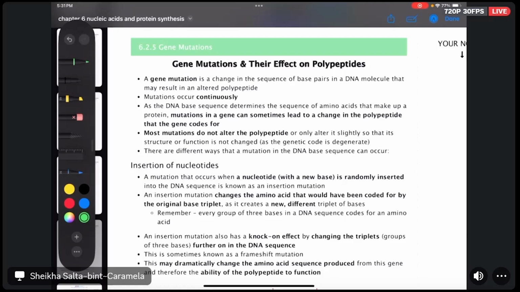As the DNA base sequence determines the sequence of amino acids that make a protein, a mutation in a gene can sometimes lead to a change in the polypeptide that the gene codes for. But most mutations do not alter the polypeptide chain synthesized, because we all know that the genetic code is degenerate. So even if a mutation happens in one of the bases, the mutated gene that's formed may still code for the same amino acid. So it doesn't really matter, and that type of mutation can be ignored.